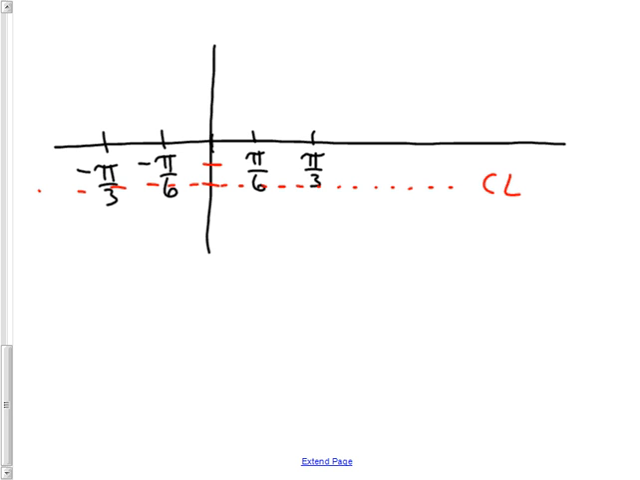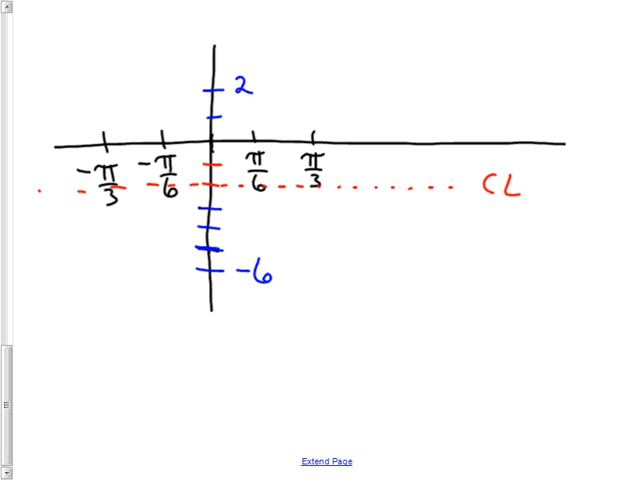Now the amplitude was 4. So that means that we're 4 units above and 4 units below that center line. So if I go 4 units above negative 2, so 1, 2, 3, 4 units above, that's going to put me at positive 2. And if I go 4 units below, it's going to put me at negative 6: negative 3, negative 4, negative 5, and negative 6. So there is how many units I am above and below my center line.